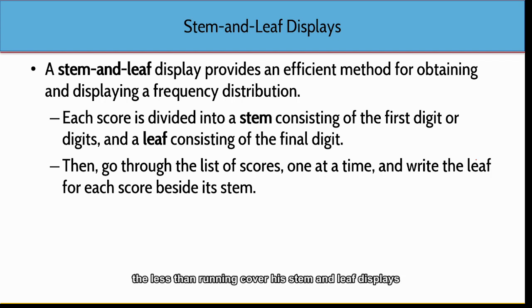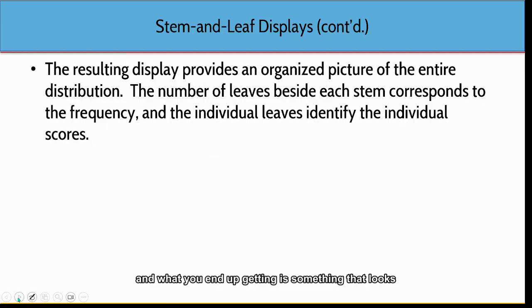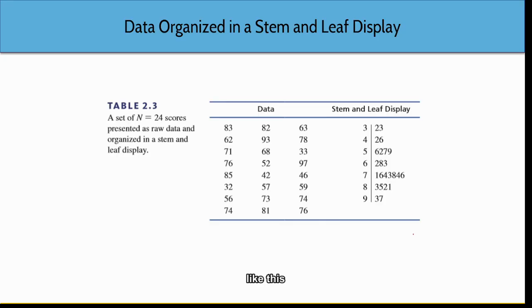The last thing we're going to cover is stem and leaf displays. And these are ways to provide efficient methods of looking at and displaying a frequency distribution that uses a stem, which is the first digit or digits, and then a leaf using the final digits. We go through the scores one at a time. You write the leaf down, and then you write the stem down. And what you end up getting is something that looks like this.